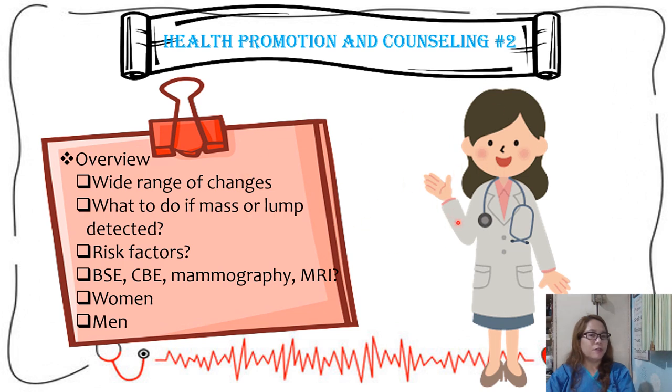Okay, as an overview for your health promotion and counseling, you have to include the following, no? A wide range of changes in the breast, of course, for the size, shape, color, contour, etc. And what to do if a mass or lump is detected? What are the risk factors? Okay, of course, females have a higher risk of developing breast cancer than men. Okay, of course, yung age, ito rin yung risk factors, 65 years old and above, no?